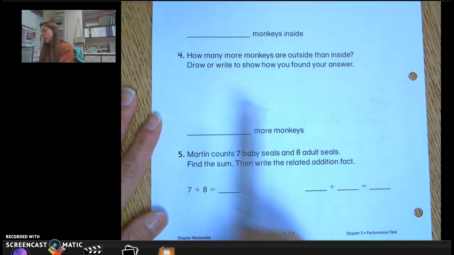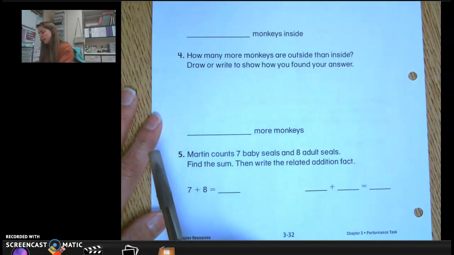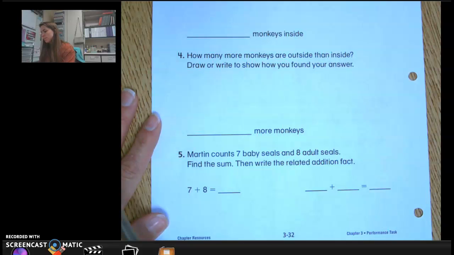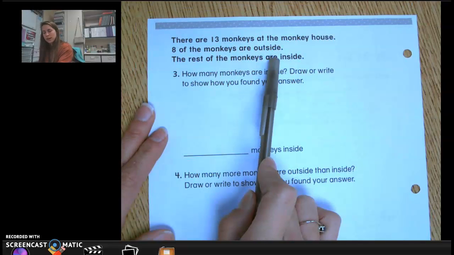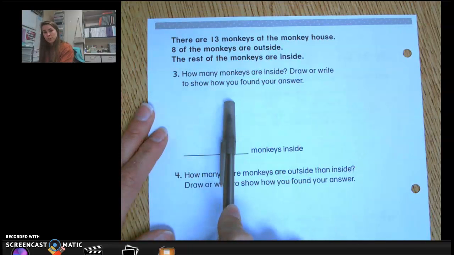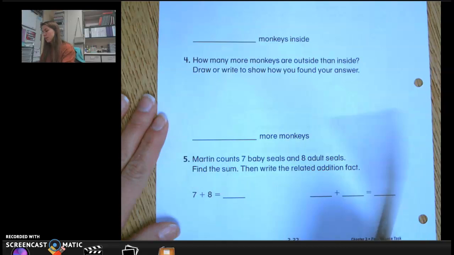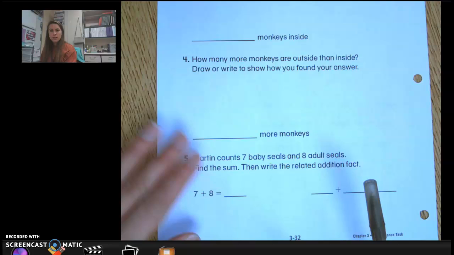Number 4, how many more monkeys are outside than inside? Draw or write to show how you found your answer. So you know 8 monkeys are outside. That was in our information up here. 8 of the monkeys are outside. In this problem, you should have figured out how many are inside. And you know there's 13 all together. So how many more monkeys are outside than inside? Okay?